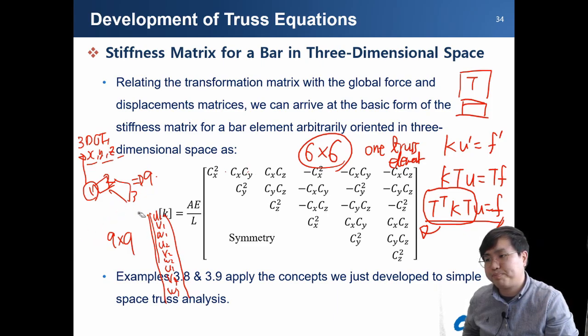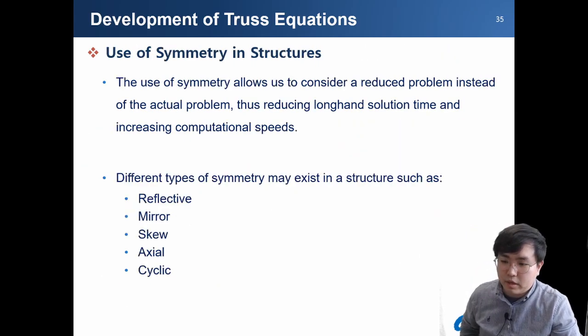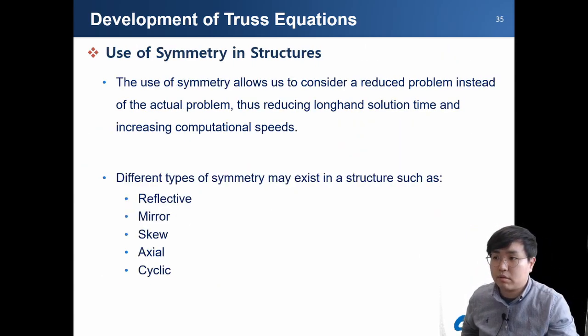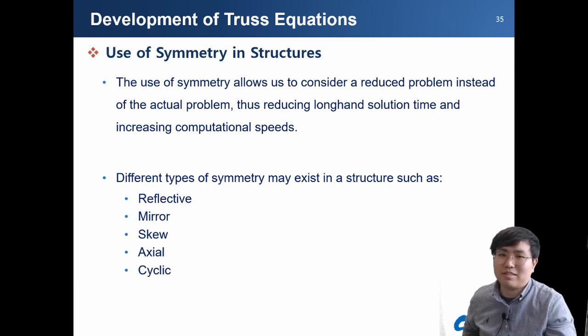So anyway, this is the end of deriving the local stiffness matrices in two-dimensional or three-dimensional spaces. Next, in two-dimensional or three-dimensional spaces, if you are designing a truss system, it will become a very complex characteristic stiffness equation.